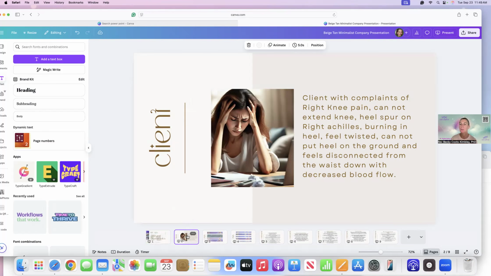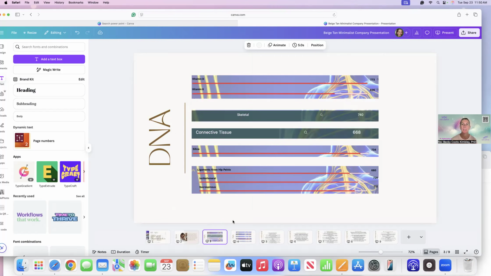There's burning in the heel because of the tibial nerve getting trapped. They oftentimes feel twisted because their pelvis is doing some wonky stuff. They've got a right hip that's higher and anteriorly rotated. They cannot put the heel on the ground and they just feel disconnected from the waist down with decreased blood flow. So those are the general complaints.